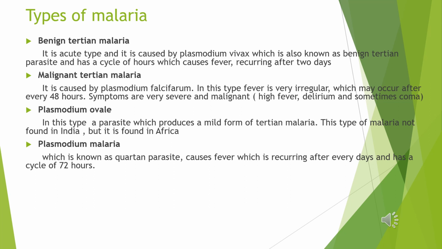Plasmodium malariae, which is also known as the quartan parasite, causes fever which recurs after every 3 days and has a cycle of 72 hours.